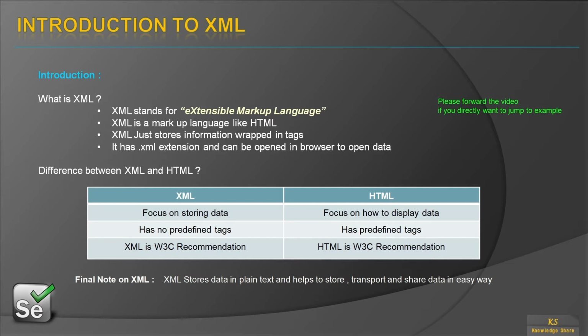So let's see some differences between XML and HTML. The major difference is the focus: XML focuses on storing data and HTML focuses on displaying data. XML does not have any predefined tags, you can define your own tags, and HTML has its own predefined tags. XML is a W3C recommendation and HTML is also a W3C recommendation. And a final note on XML: XML stores data in plain text and helps to store, transport, and share data in an easy way.